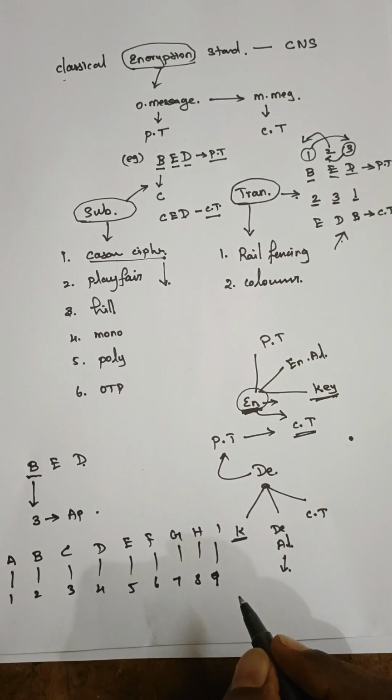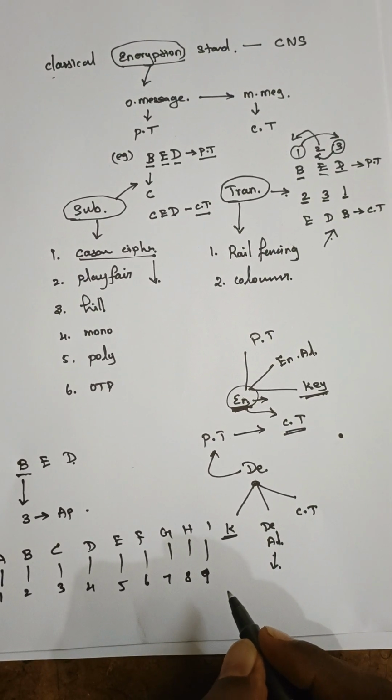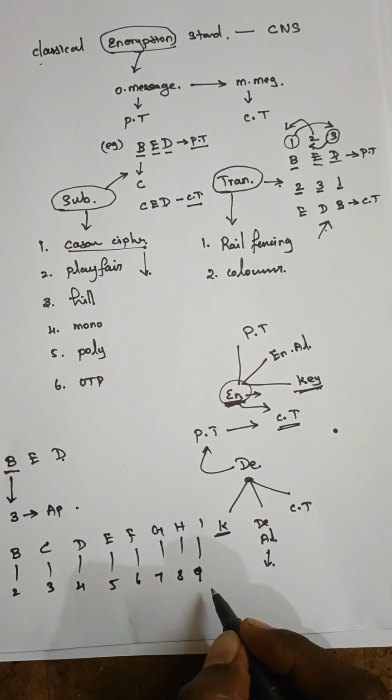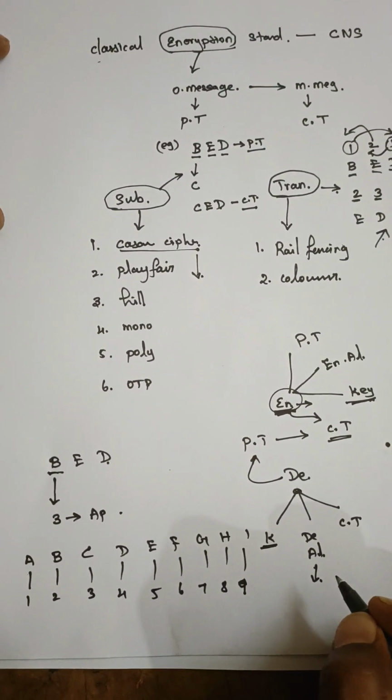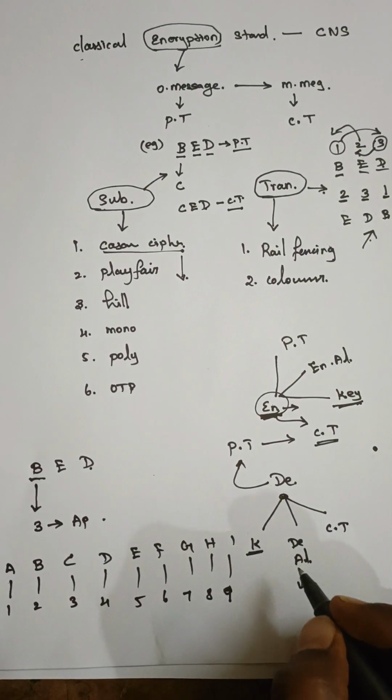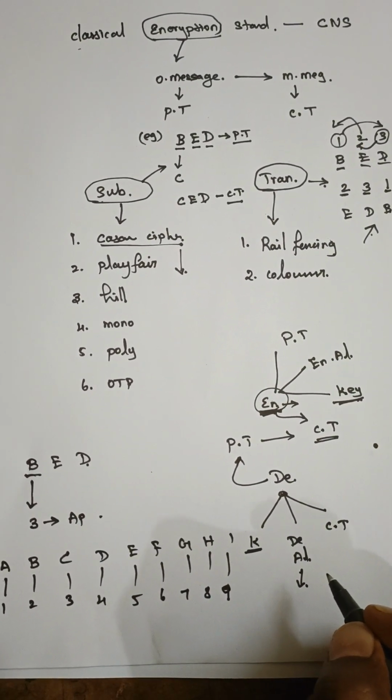Now this is the basic structure of the classical encryption standard, and we have reached 7 minutes in this video. So I will explain the Caesar cipher in the next video. Thanks for watching.